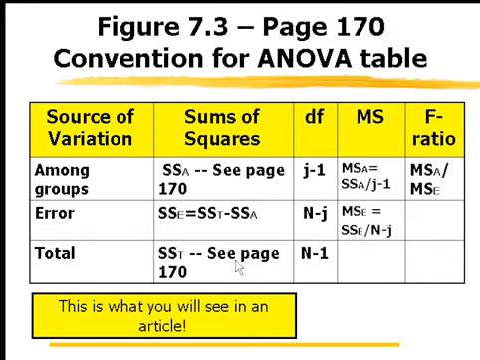And the sums of squares total is the sum of the sums of squares among the groups and the sums of squares error, and the degrees of freedom that you should find for the total is the n in the total study minus 1. So the mean square among divided by the mean square error gives you the F ratio. So this is the convention then for an ANOVA table that you should see in the literature.